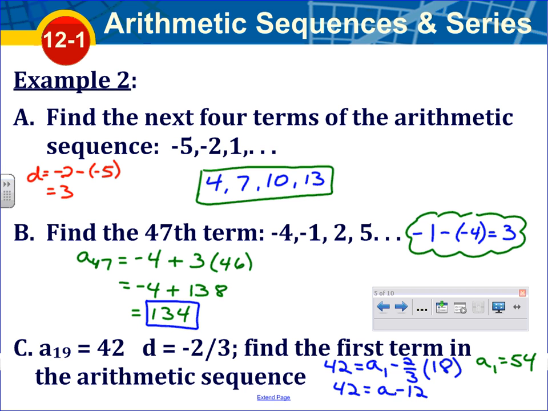Sorry, there should be an A sub 1 there. But remember, that's what I'm trying to find, my first term in the sequence. So really in this one, I would be going backwards. I have the 19th term, and I want to kind of figure it out backwards if I keep doing the -2/3. Where would that take me? So my first term of that sequence would be 54.